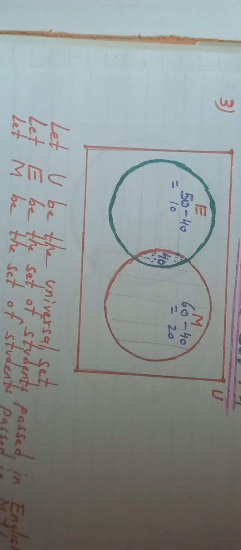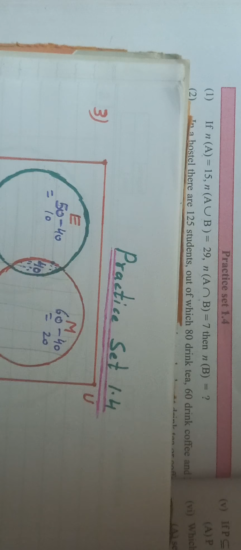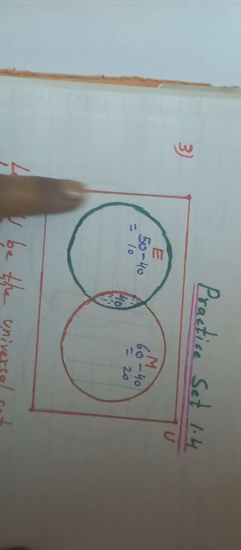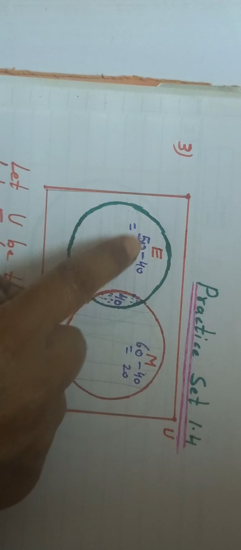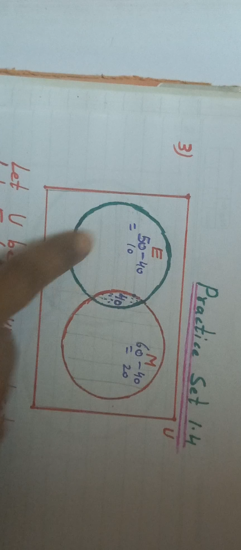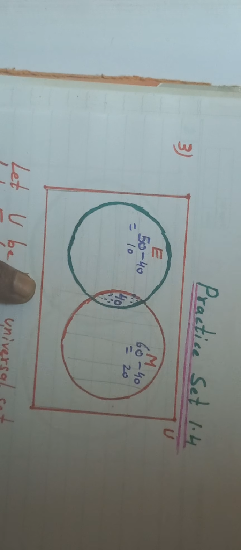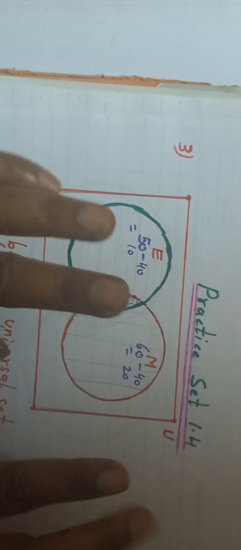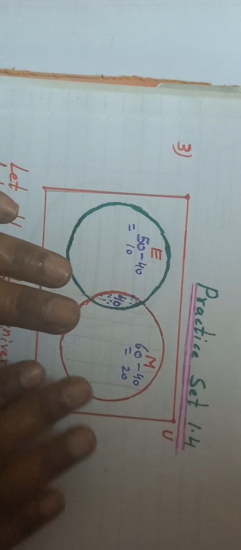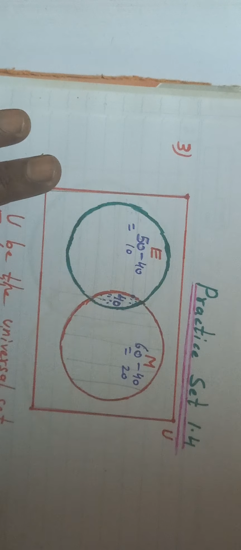Correct? So in the universal set, all the students who have passed in the competitive exam will actually be equal to A union B. That also you should know, because no one has failed. So outside there is nothing. So A union B will be equal to the number of elements in the universal set. That point also should be understood by you.